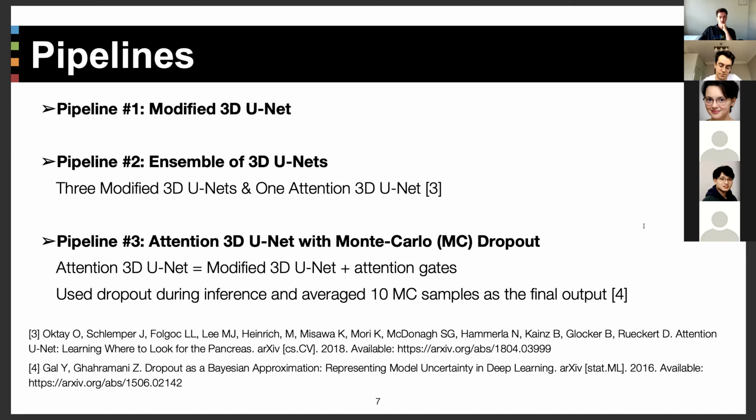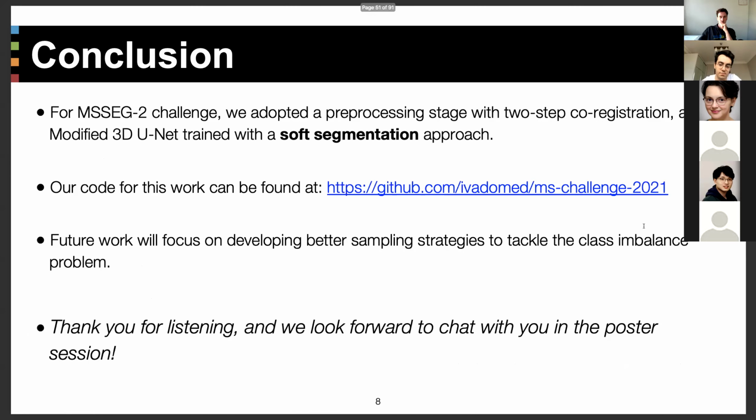output. As conclusion, for the MSSEG-2 challenge, we have a pre-processing stage with two-step co-registration and a modified 3D U-Net trained with a soft segmentation approach. You can find our code for this work at the link below. And in future work, we will focus on developing better sampling strategies to tackle the class imbalance.